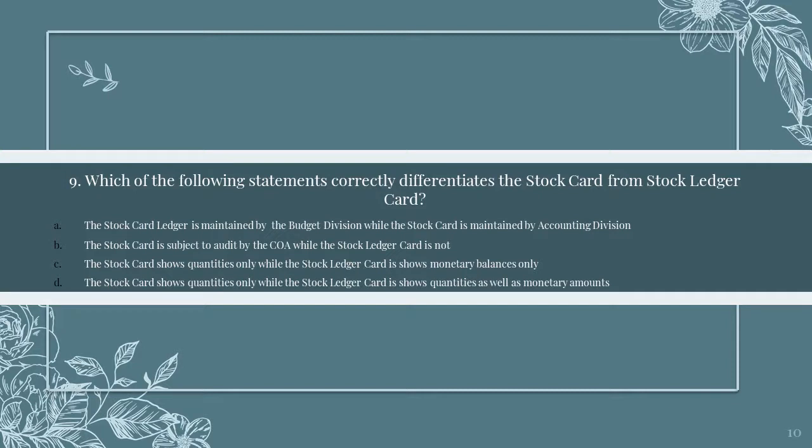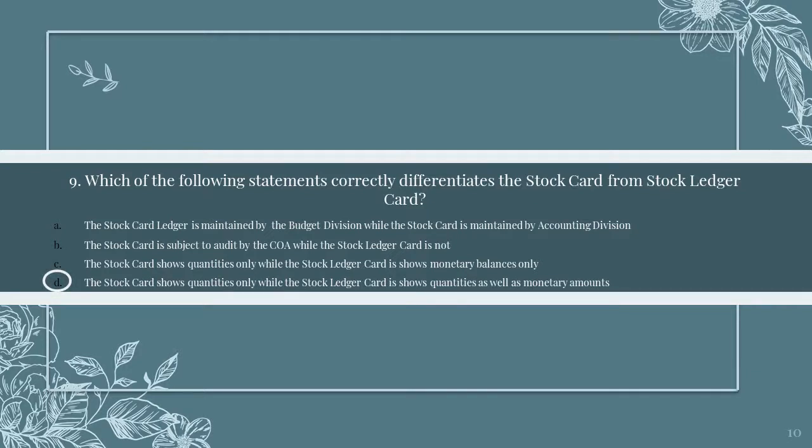Number 9. Which of the following statements correctly differentiates the stock card from the stock ledger card? Letter A. The stock card ledger is maintained by the budget division while the stock card is maintained by the accounting division. Letter B. The stock card is subject to audit by the COA while the stock ledger card is not. Letter C. The stock card shows quantities only while the stock ledger card shows monetary balances only. And letter D. The stock card shows quantities only while the stock ledger card shows quantities as well as monetary amounts. So the correct answer is letter D.